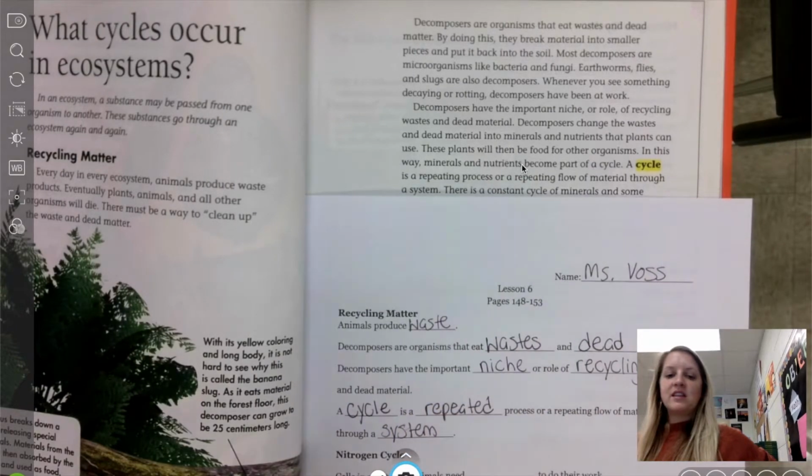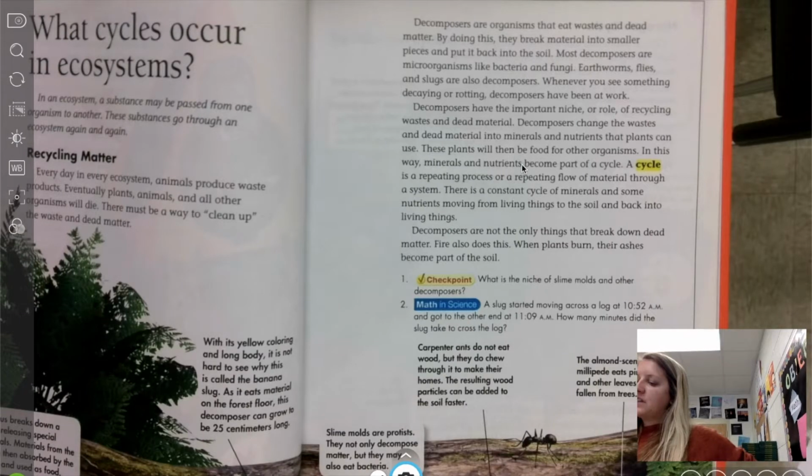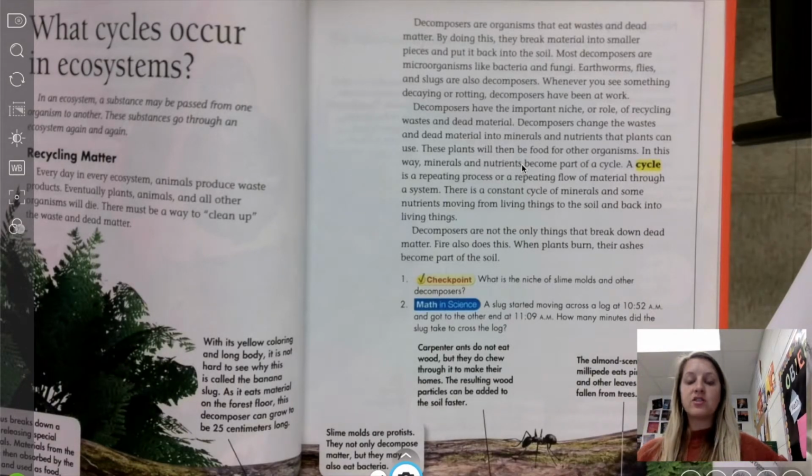And we're going to see a lot of different cycles throughout science, and in our atmosphere we see a bunch of different cycles that help our world run in a smooth way. There is a constant cycle of minerals and some nutrients moving from living things to the soil and back into living things. Decomposers are not the only things that break down dead matter. Fires also do this. When plants burn, their ashes become part of the soil.